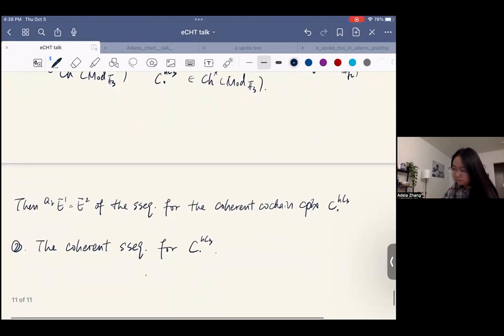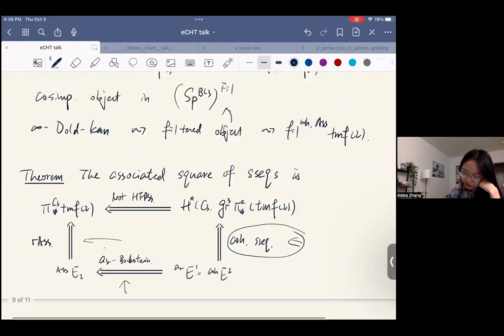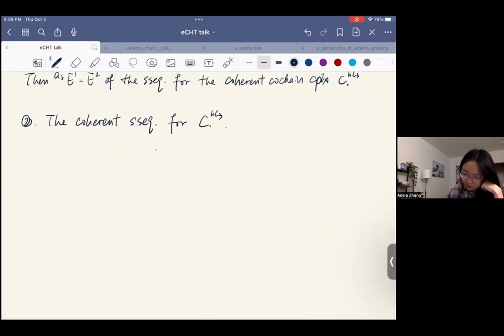And so we can try to compute the E1 page now by actually computing the right leg first. The right leg we actually have a better handle on. This is because this coherent object lives in a fiber sequence. So we can first take level-wise transfer of the C bullet, and the cofiber of this is the co-connective Tate.